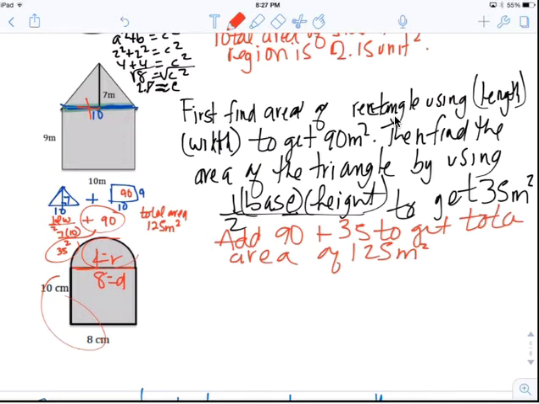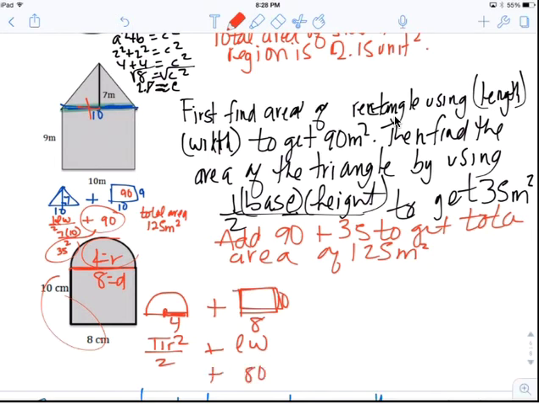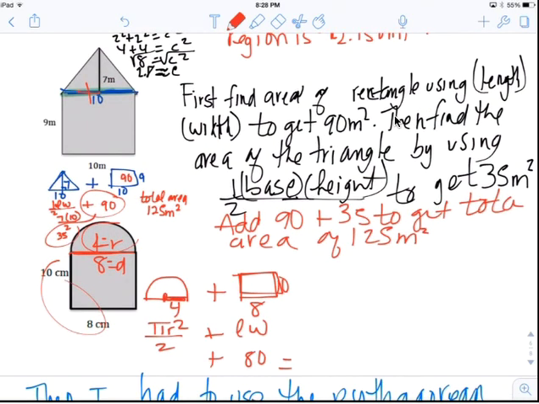So area of the semicircle plus this 8 and 10 here, rectangle. Area of the semicircle, 4 is the radius, because the whole thing is 8. So pi r squared divided by 2, because it's half, plus length times width. You keep it length times width because it's not half. So you get 80 plus whatever this is, and then explain how you do it, okay? You add them together to get total shaded area.